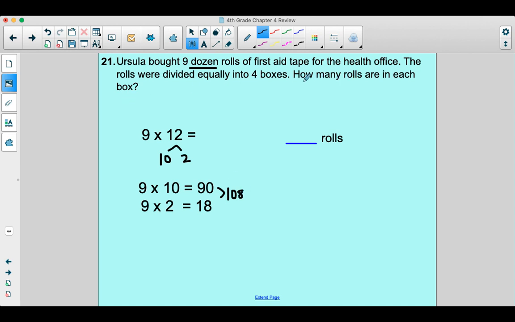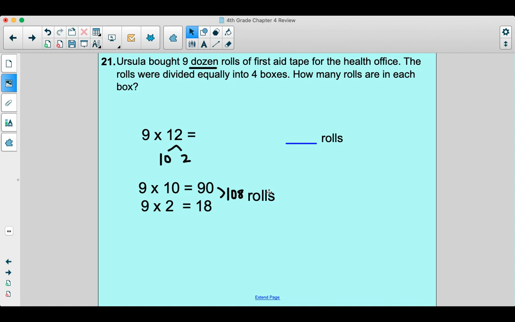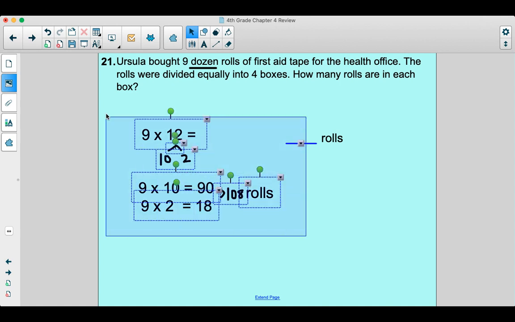It says how many rolls are in each box. So if I put 108 rolls into each box, that means I'm going to have way more than 400 rolls. So remember, this just means 108 rolls need to be divided into boxes. Okay, so now we're off to 108 divided by 4.